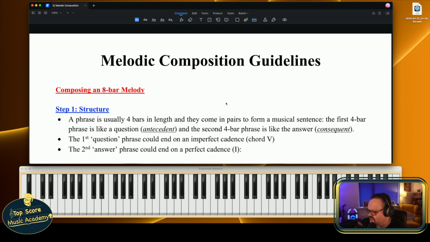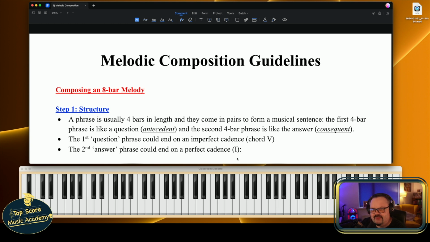So the first question phrase could end on an imperfect cadence. So if we're in the key of, say, C major, you maybe want to end on chord 5 of C major, which is a G major chord. And the second answer phrase could end on a perfect cadence, so taking us back home to chord 1. A perfect cadence would be like your chord 5 to your chord 1, so something like this. Nice chord 5 to chord 1.